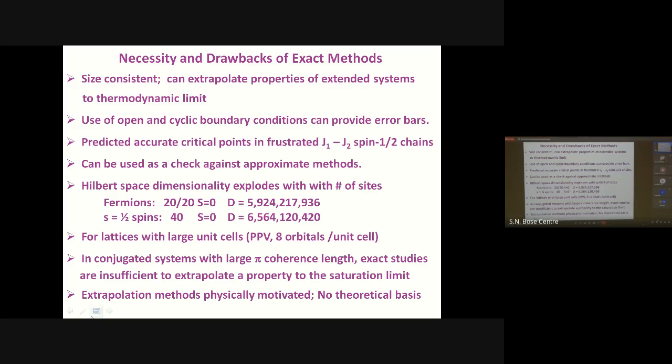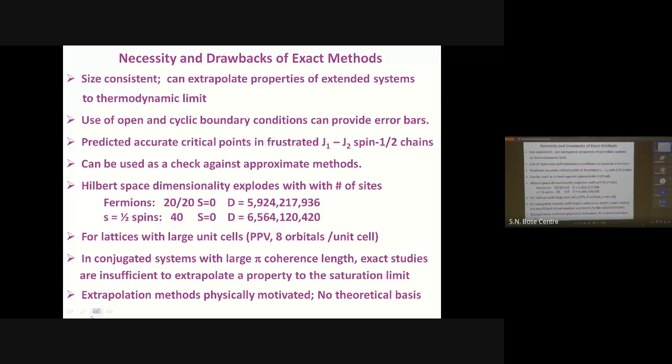But with lattices with large unit cells like polyparaffin, you've got 8 orbitals per unit cell. You can only do about 2 unit cell calculations. Two unit cell calculations is not enough to extrapolate anything. So it's not good enough. And if you have a large coherence length, then also it's not useful. And extrapolation methods are basically physically motivated. There is no theoretical basis.